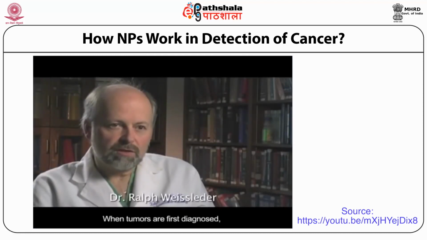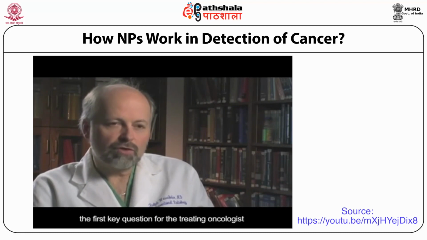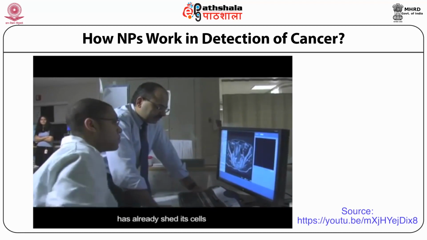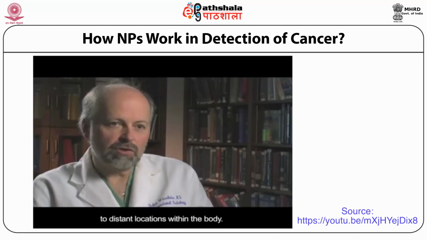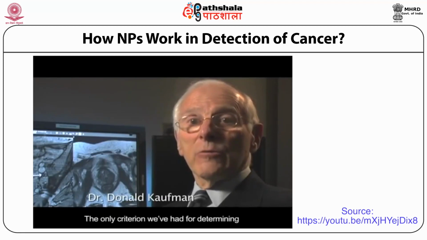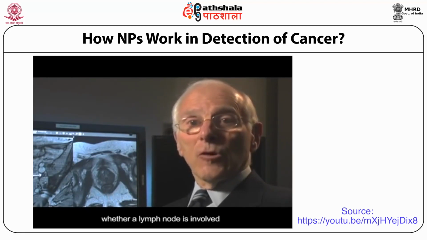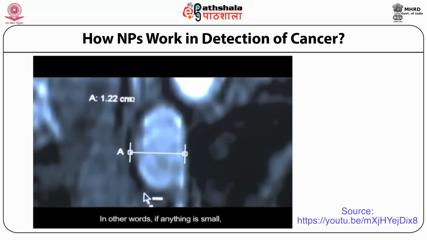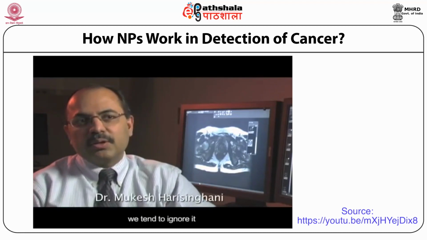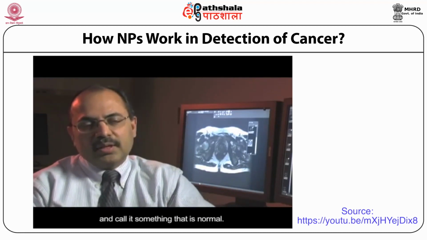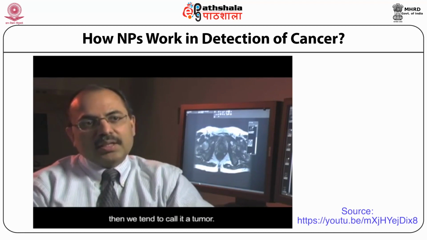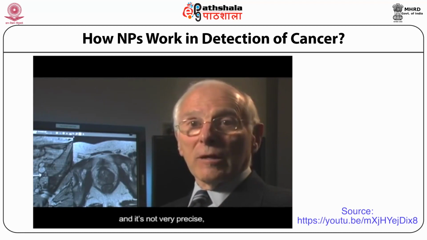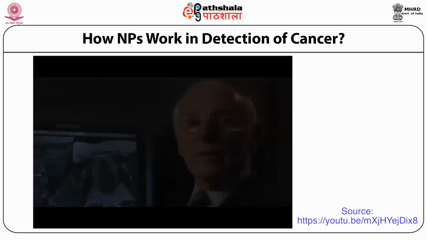When tumors are first diagnosed, the first key question for the treating oncologist is whether this primary tumor has already shed its cells to distant locations within the body. The only criterion we've had for determining whether a lymph node is involved is the size of the lymph node. In other words, if it is small, we tend to ignore it and call it normal, whereas if something is bigger or enlarged, then we tend to call it tumor. That doesn't sound very precise, and it's not very precise, but it's the best we've been able to do.